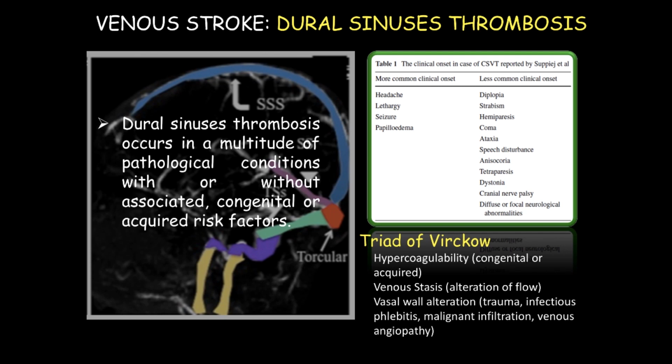When we talk about a venous stroke, we always have to remember the triad of Virchow. So hypercoagulability that can be congenital or acquired. Young women undergoing therapy with estrogenic drugs are more prone to have a venous stroke. Venous stasis, so the alteration of flow inside the vessel, or last but not least, vessel wall alteration. Trauma, infection, tumors may unfortunately cause alteration to the vessel that is more prone to be thrombosed.